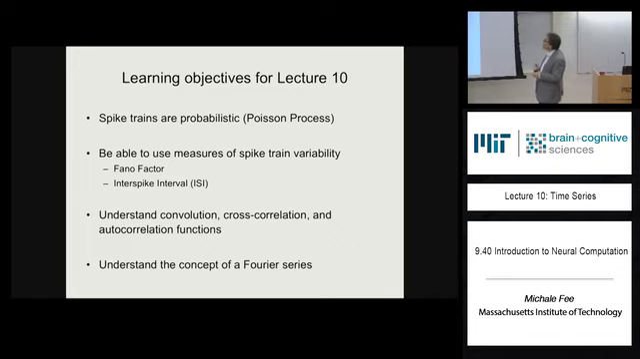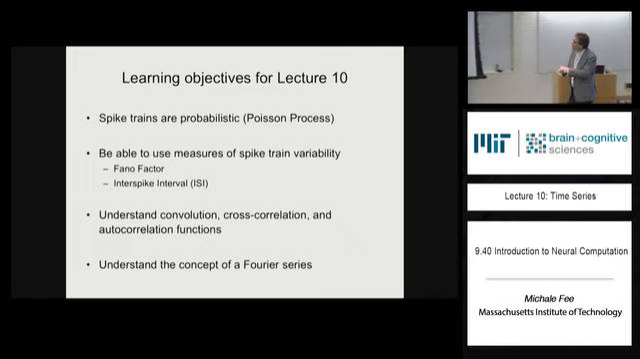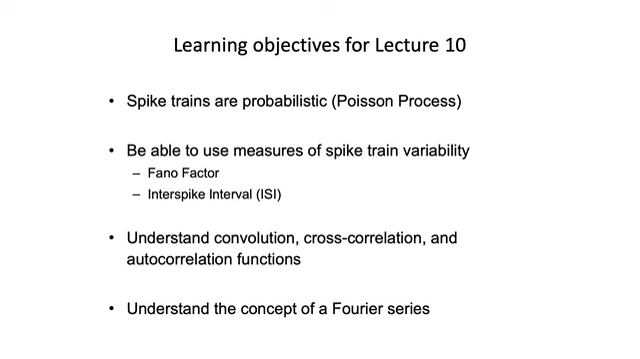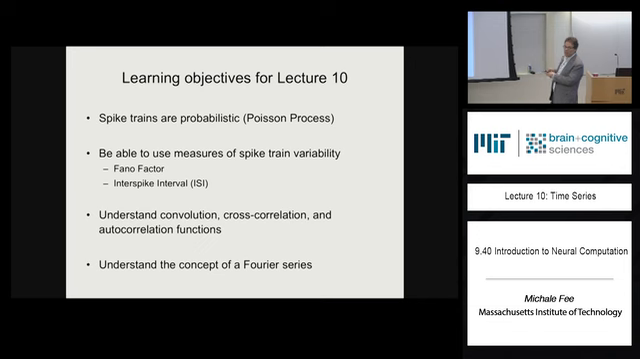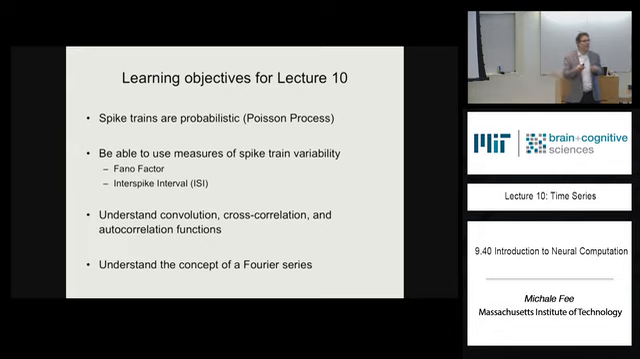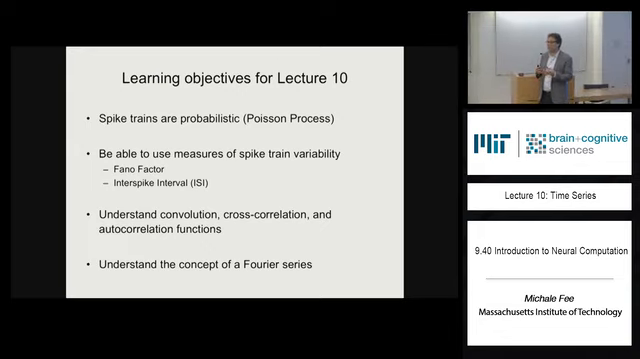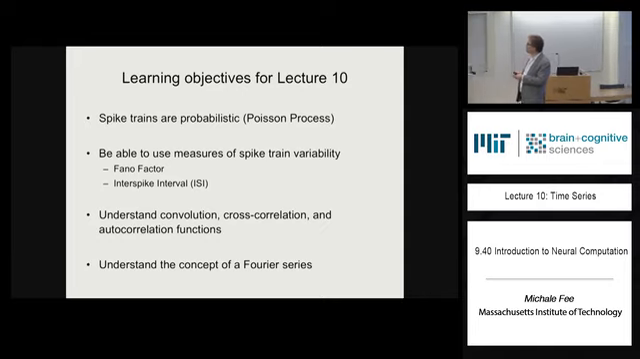All right. So here are the things that we're going to talk about today. We're going to again take a little bit of a detour and talk about spike trains being probabilistic. Talk about a Poisson process, which is the kind of random process that most people think about when you talk about spike trains of neurons.